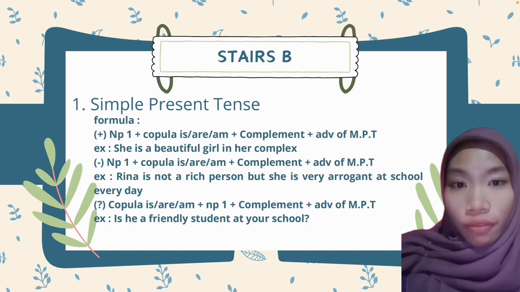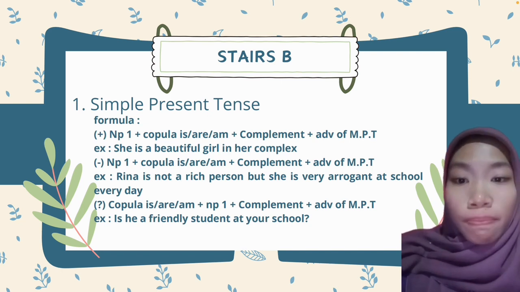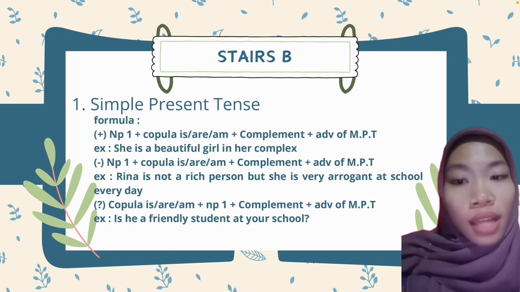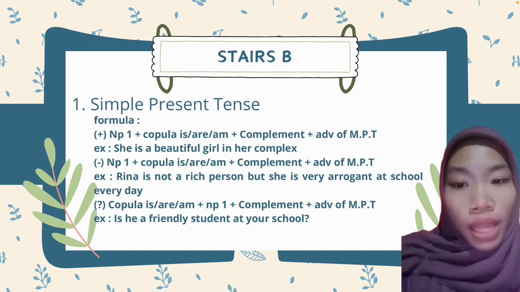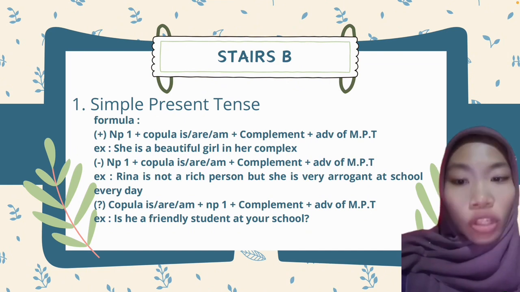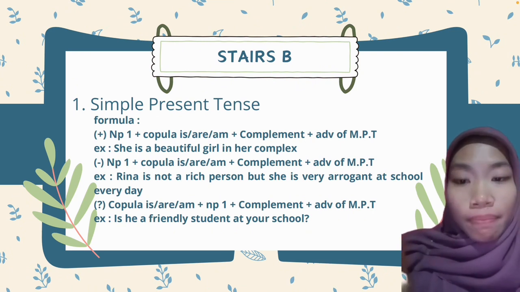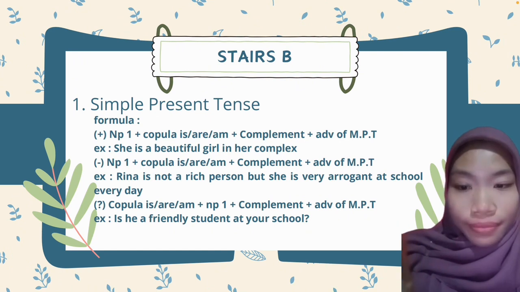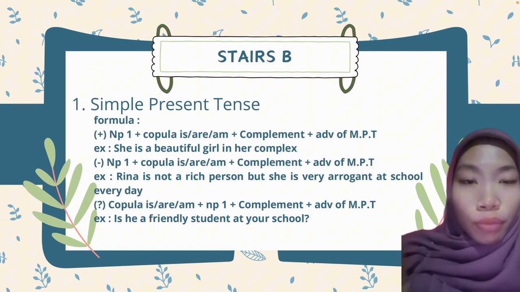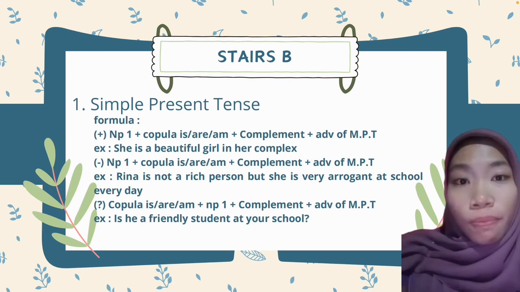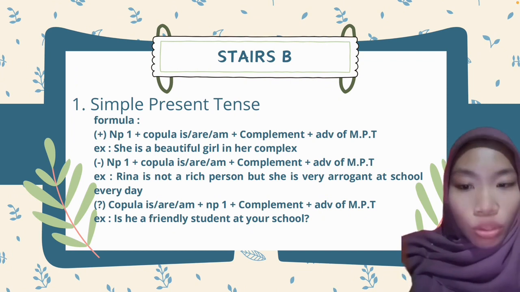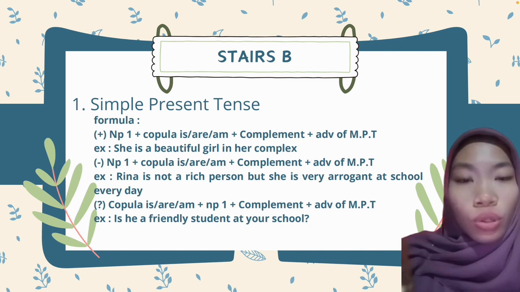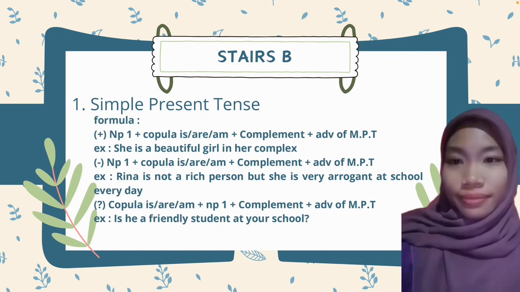Third is interrogative. Interrogative is part of the question. The tongue is transformed into copula beginnings like copula, noun phrase 1, complement, adverb of manner, place and time. The example is, is he a friendly student at your school? Is is a copula, he is noun phrase 1, a friendly student is complement, at your school is adverb of place.